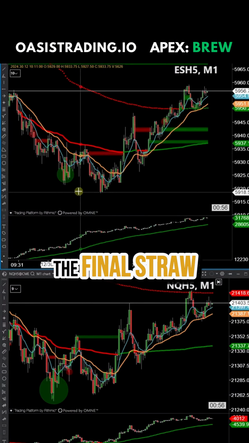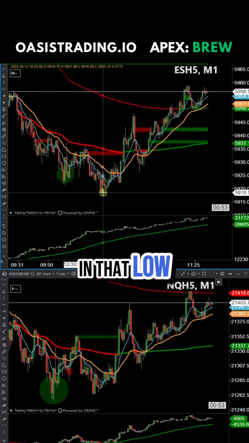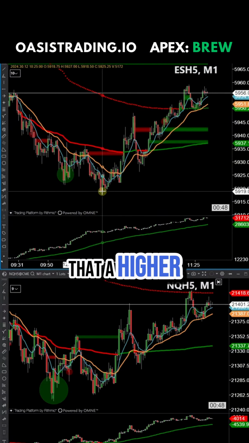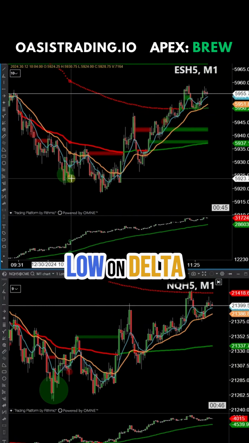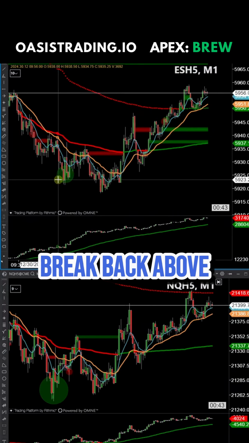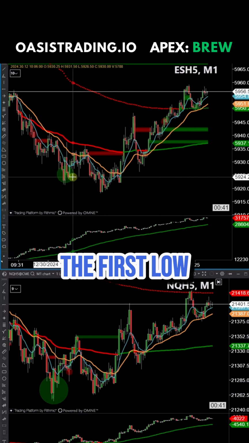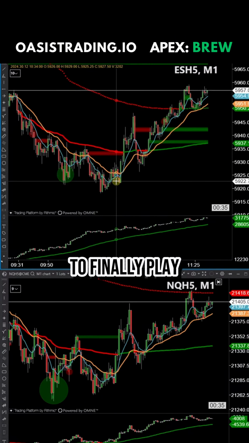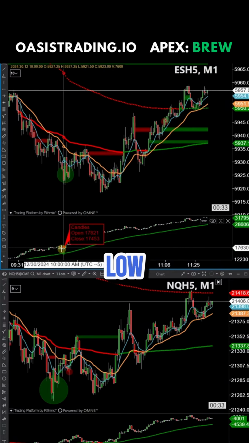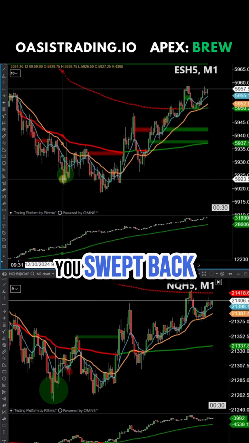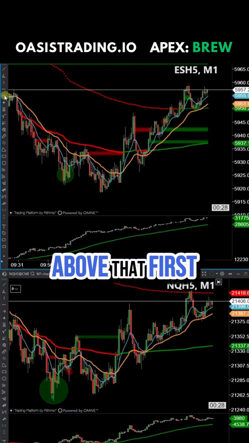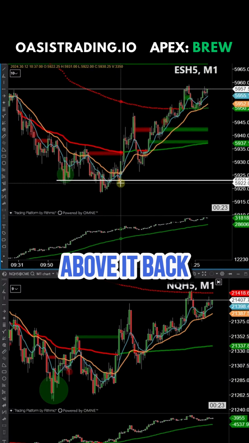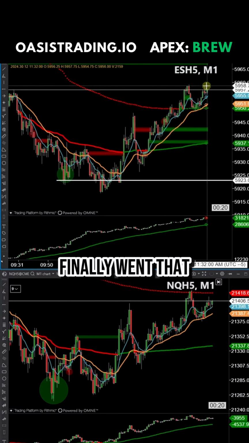And this was just kind of the final straw when you put in that low of day after the 9:30 open. And then you finally put in that higher low on delta. And then once you start to break back above that first low, which kind of became a sweep at that point, that's when that bull div started to finally play out. So you put in a lower low, delta put in a higher low, you swept back above that first low, which if I mark out here, you can see right there. We traded back above it, back tested it, and then you finally went that direction.